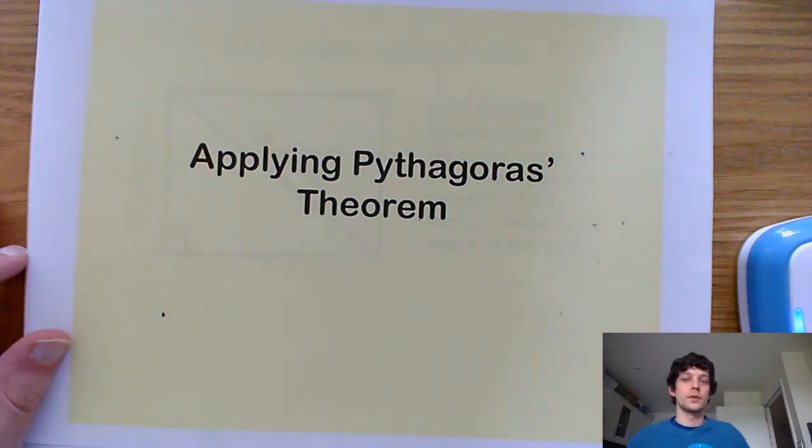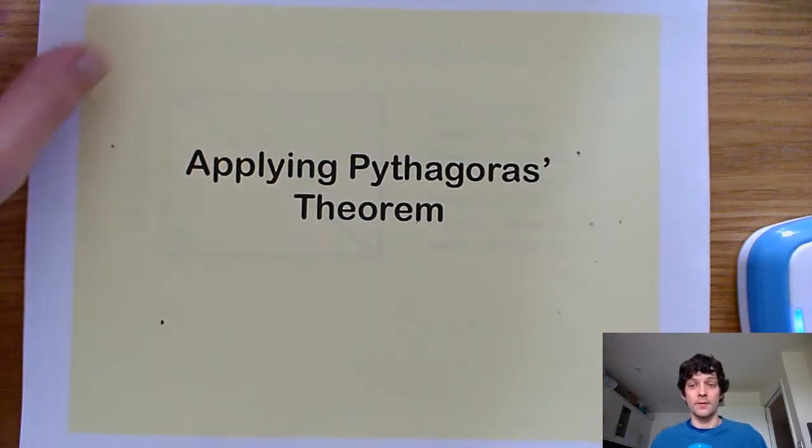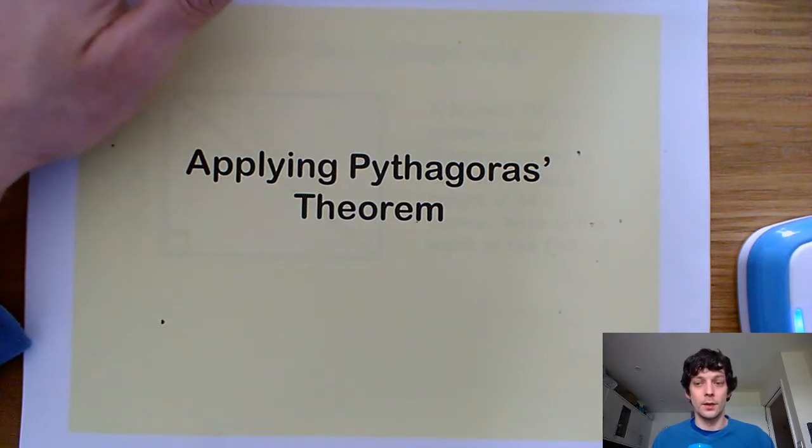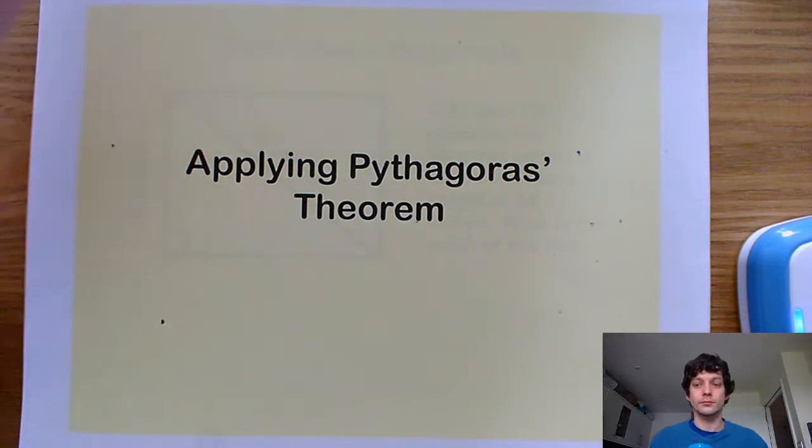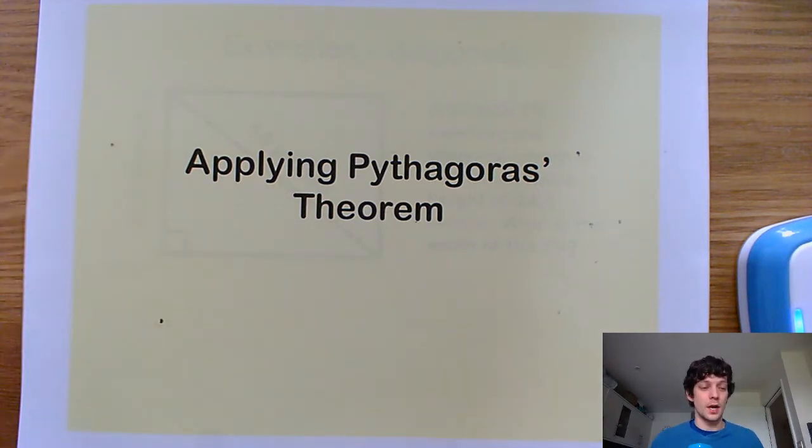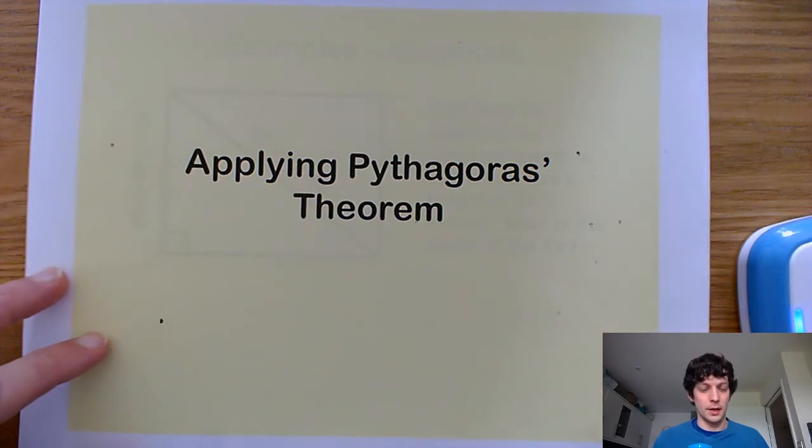So here we're going to be looking at applying Pythagoras' theorem. Last week we looked at how to use Pythagoras' theorem if we're given a right angle triangle. So this week we're going to have a look at some circumstances where we might have to do a bit of work to work out exactly where we're using Pythagoras' theorem.